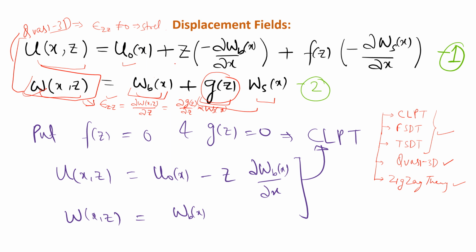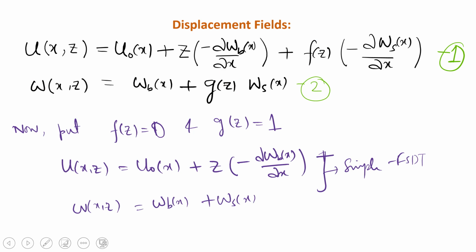This is the generalized displacement field. If we put f of z equals 0 and g of z equals 0, it is written as u of x equals u naught of x minus z times del wb by del x, and w of x equals wb of x. We are aware of this formula from the classical laminated plate theory. If we put f of z equals 0 and g of z equals 1, it becomes the simple first order shear deformation theory.